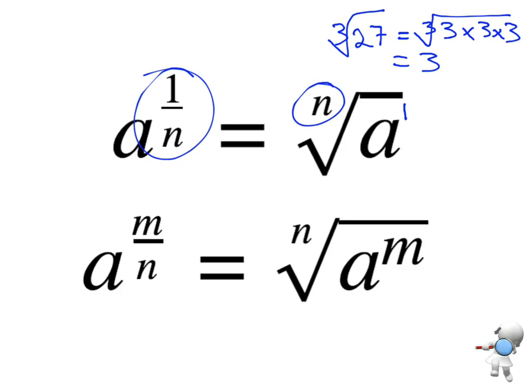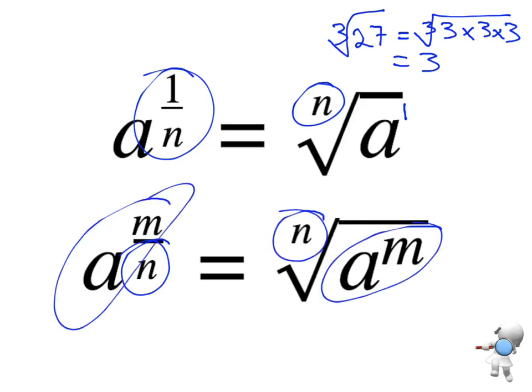And the same for the second rule down here. If I have that divided by n, that's the same as my nth root, and the a to the power of m stays under our root sign.